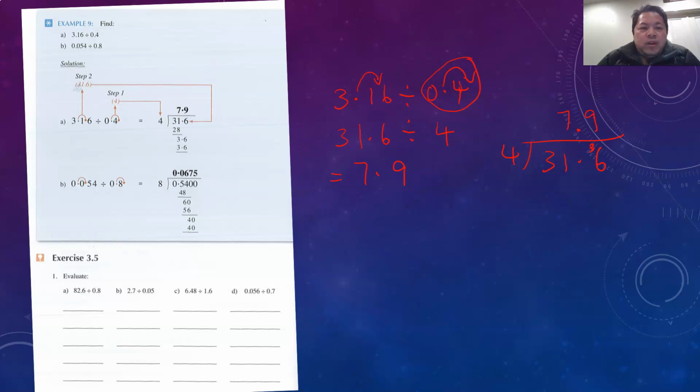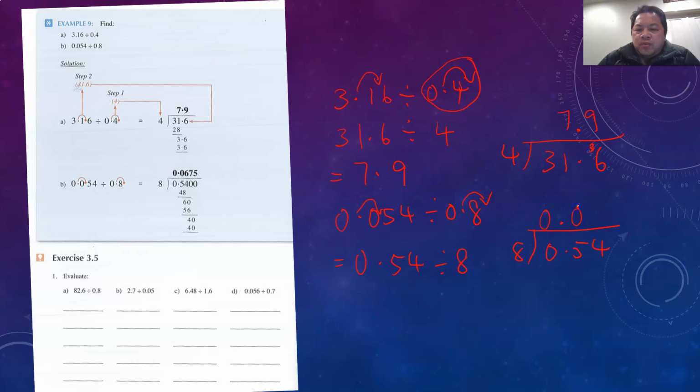Okay, what about the other one? Let me try. 0.054 divided by 0.8. So again, I want to change the divisor to a whole number. If I move it one time, I got to move one time too. That's how I get 0.54 divided by 8. So again, 0.54 divided by 8. So what did I get? I align decimal in decimal.